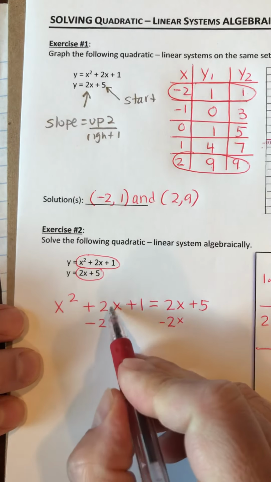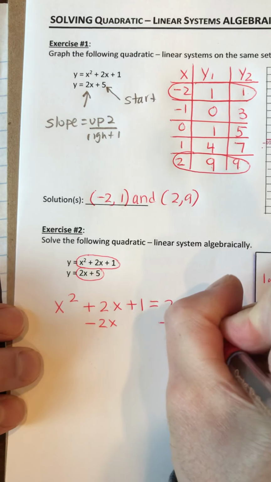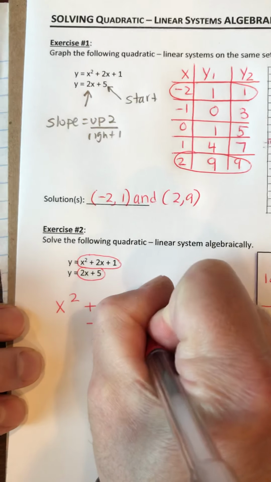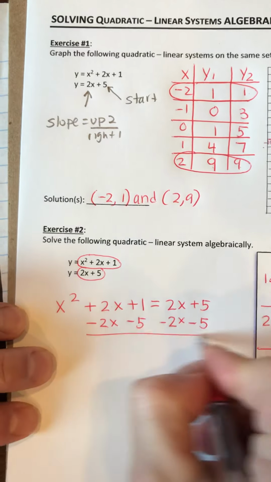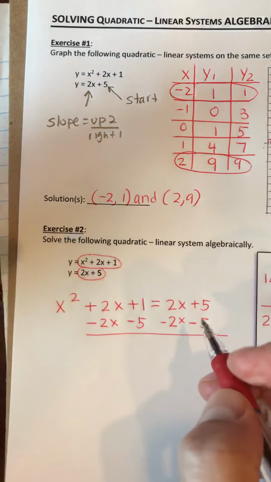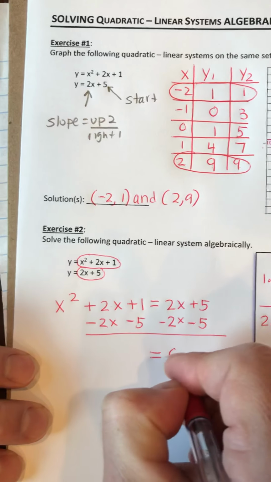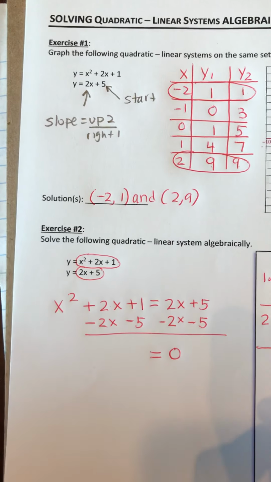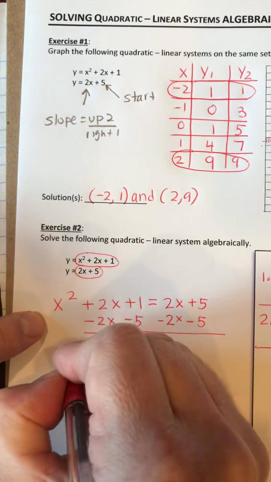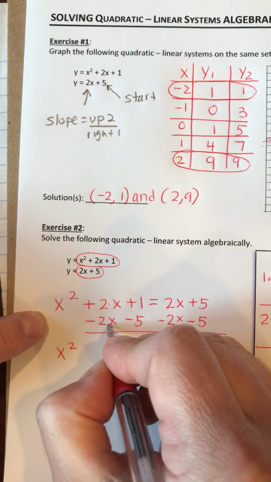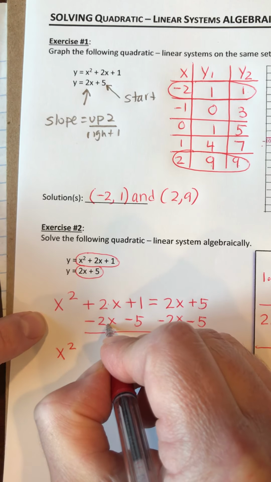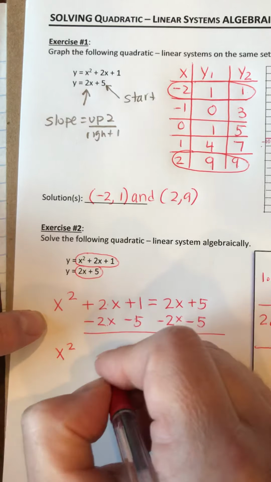I put it under this 2x because they're like terms. I'm going to subtract 5 on both sides. 2x minus 2x is nothing. It's gone. 5 minus 5 is nothing. So on the right side, it equals 0. On the left, I'm going to bring down the x squared. I'm going to combine 2x and negative 2x. That's nothing. 1 minus 5 is negative 4.